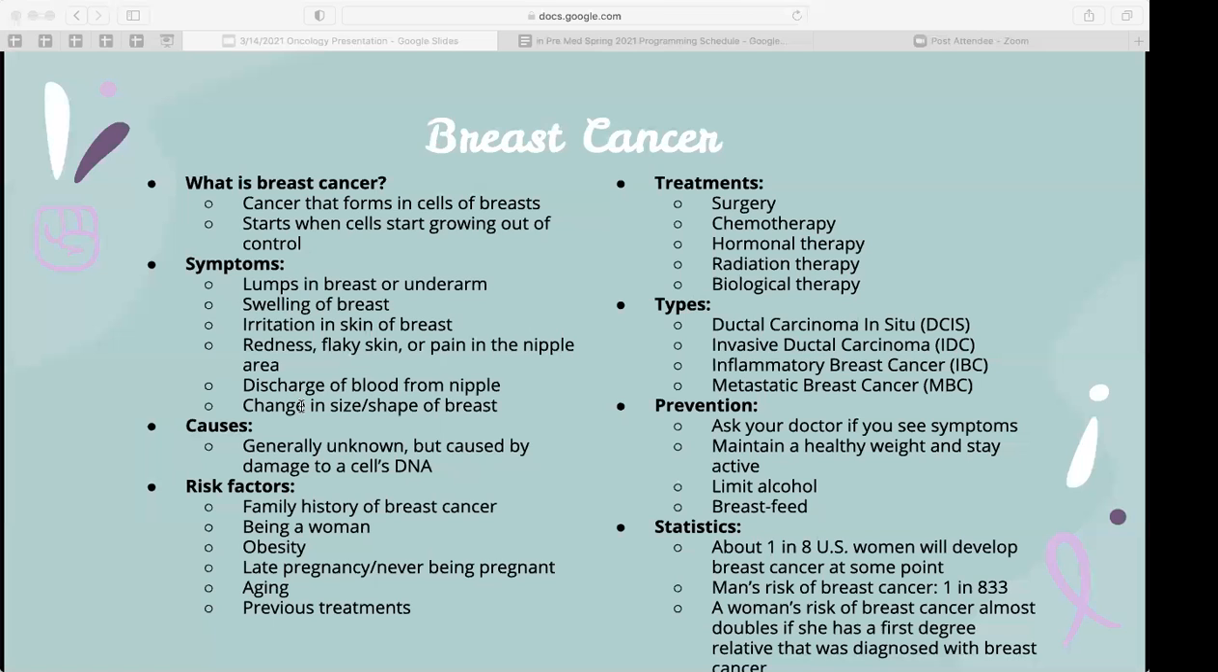Around 1 in 8 women in the United States will develop breast cancer at some point in their lives, while the risk factor for men is around 1 in 833. Family history of breast cancer also plays a huge role in a woman developing breast cancer because her risk almost doubles if she has a first-degree relative, meaning mother or sister, that was diagnosed with breast cancer.